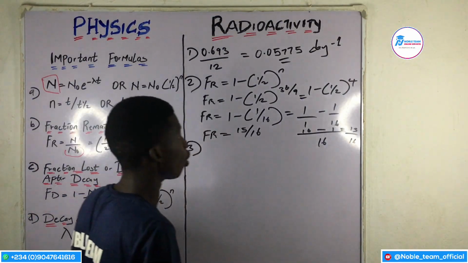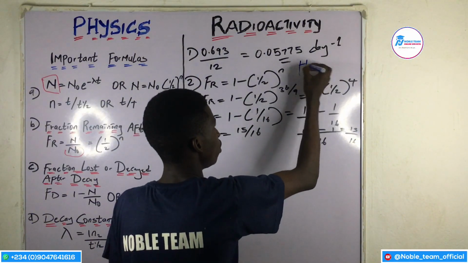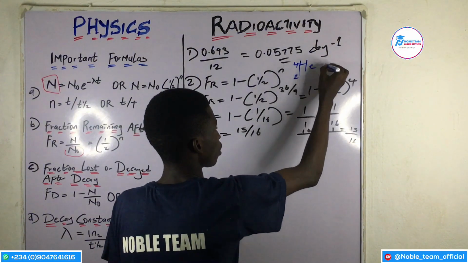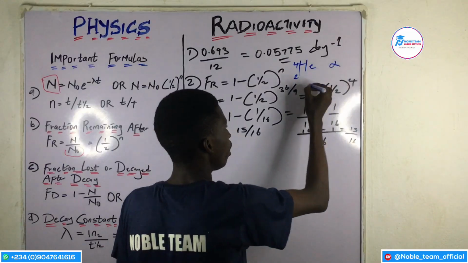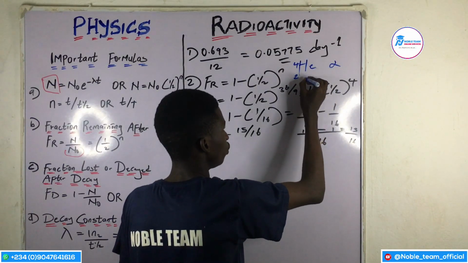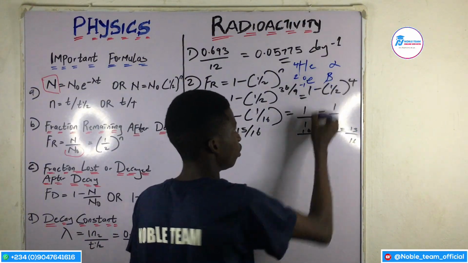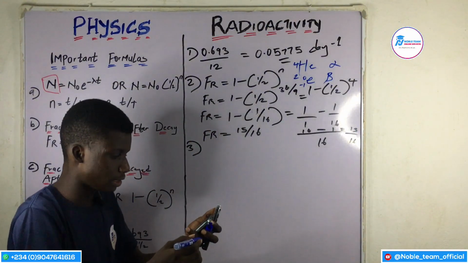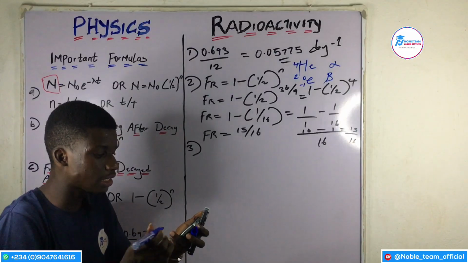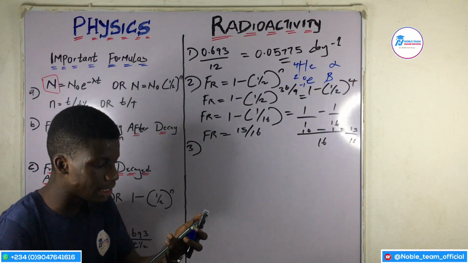When you see a helium atom, you are talking about alpha. When you see an electron, you see 0 and -1, they are talking about beta. Now looking at this, when 210 decays to this, what particle does it emit?